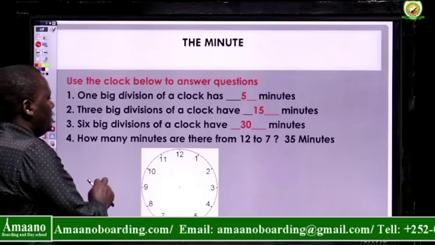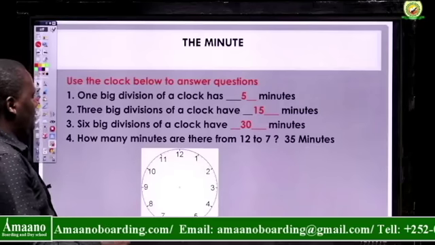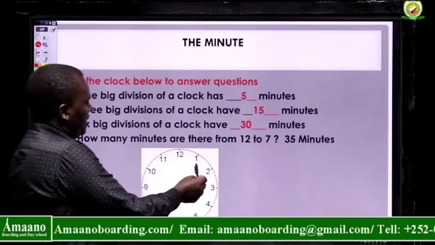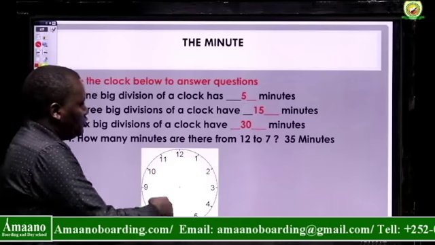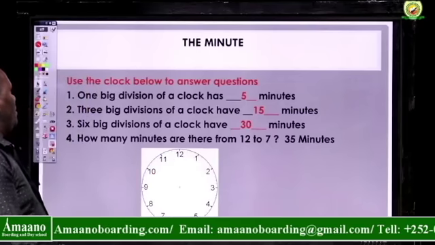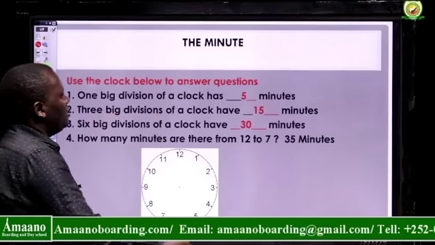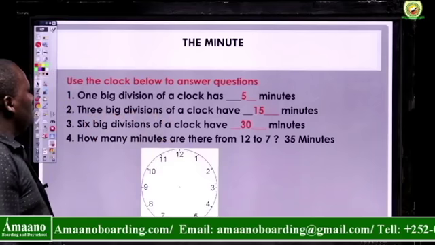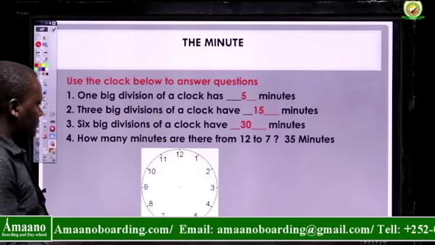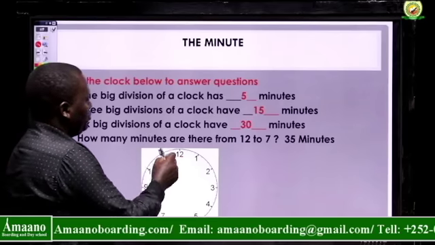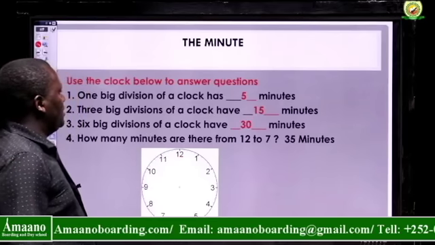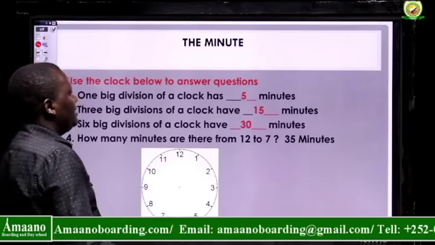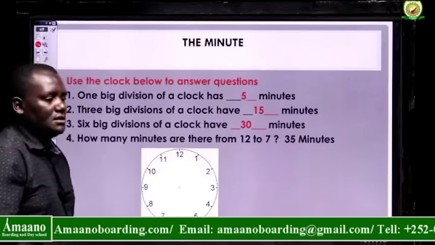I have my clock here. This clock has numbers 12, 1, 2, 3, all the way up to 12. One big division of our clock has dash minutes. We said from 12 up to 1, that is 5 minutes. So this is my big division that has 5 minutes.